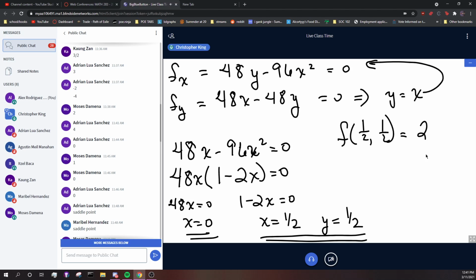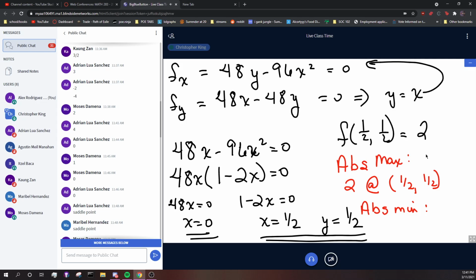Okay. So now let's look. For the absolute max, what value do we have? What's the absolute maximum value? It's 2. And it occurs at what point? One half, 1/2. Good. All right. And then the absolute min, what's the value for the absolute min? It's -32. And it occurs at what point? At the point 1, 0. Any questions?